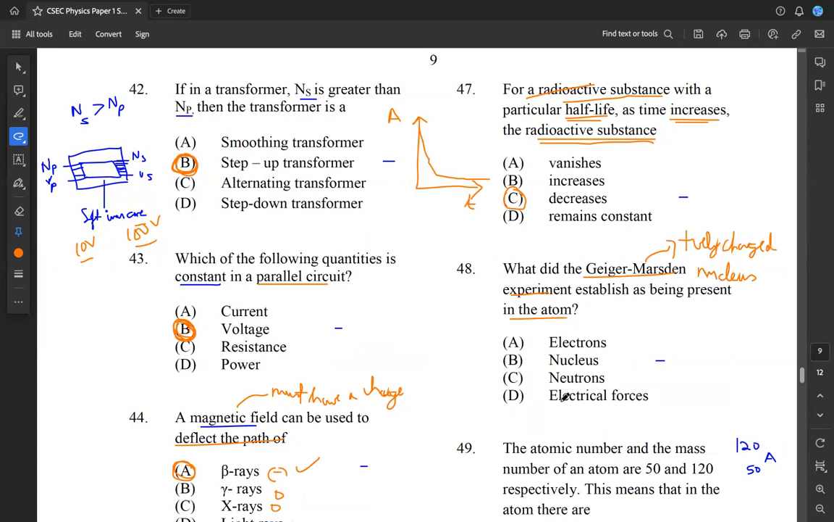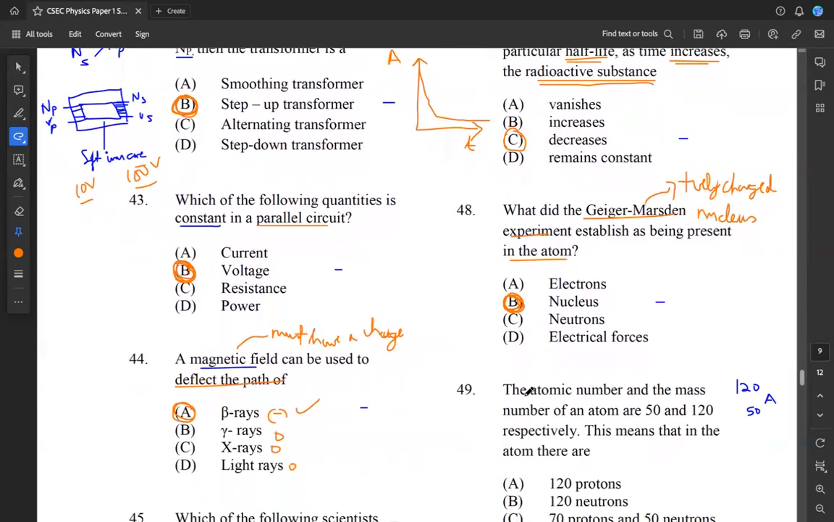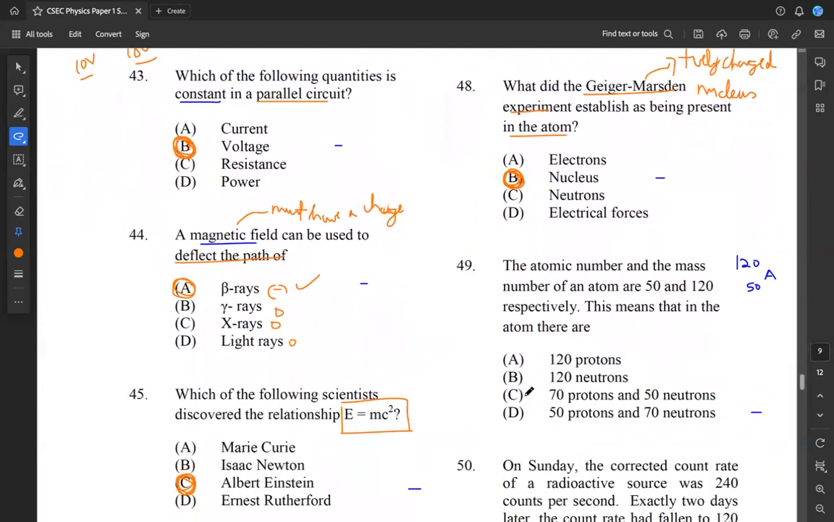And so among the answers then, what did it establish? It established the presence of a nucleus in an atom. That was the key takeaway from the Geiger-Marsden experiment. So our answer for 48 is B. So moving along to 49 now.